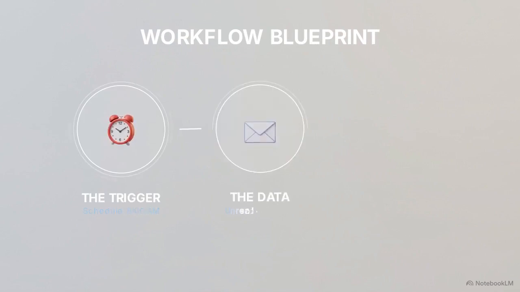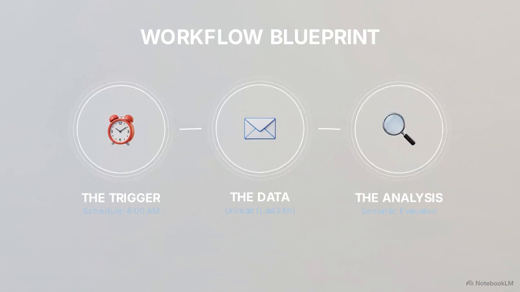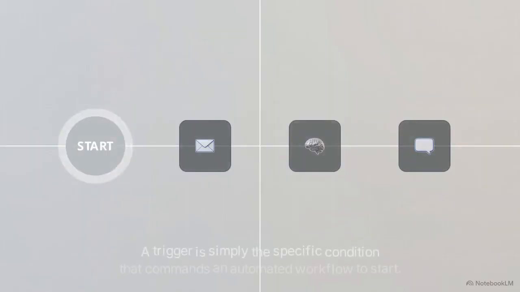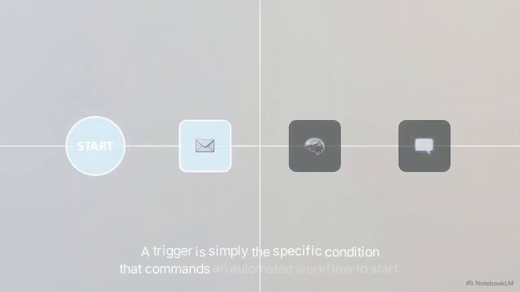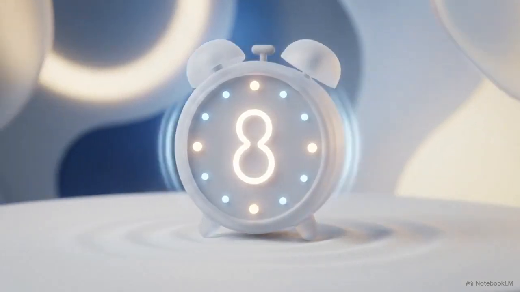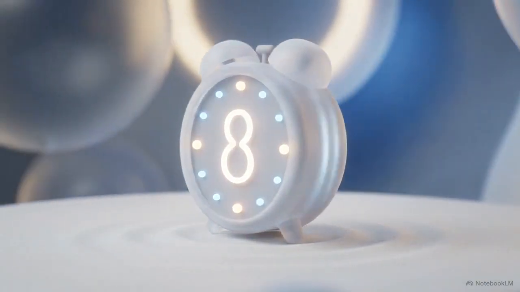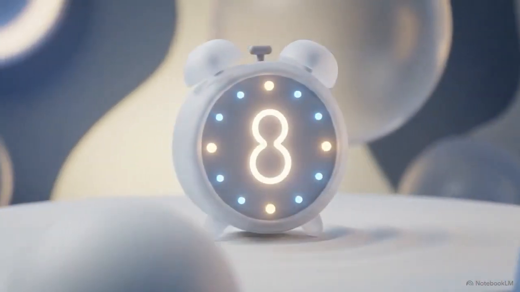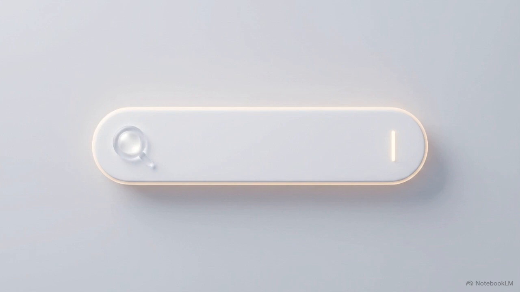Wake up right on time, grab the raw data, and analyze the contents. Step 1 happens inside Workspace Studio. We set a time-driven trigger. A trigger is simply the specific condition that commands an automated workflow to start. In this case, we configure it to act as a highly punctual alarm clock, firing off exactly at 8 a.m. every single day.